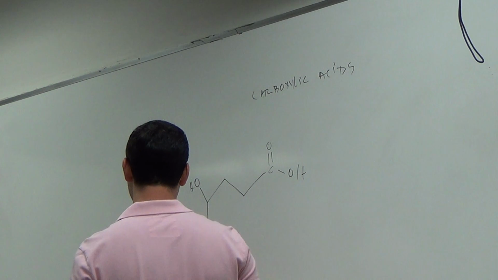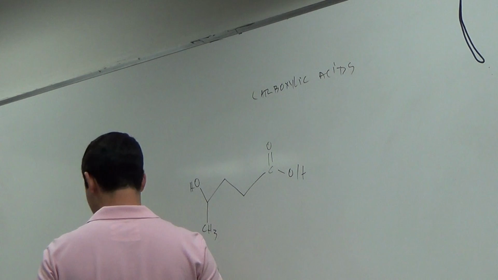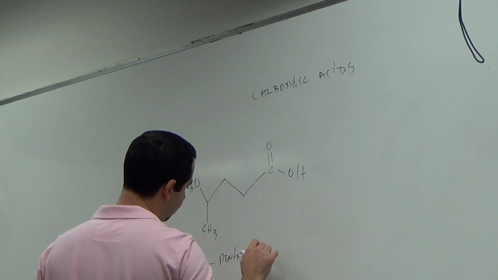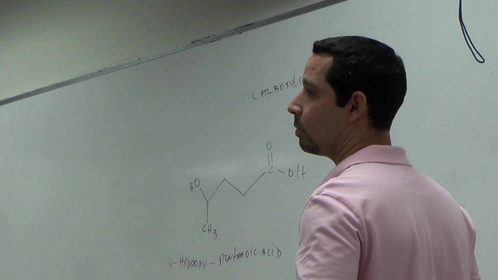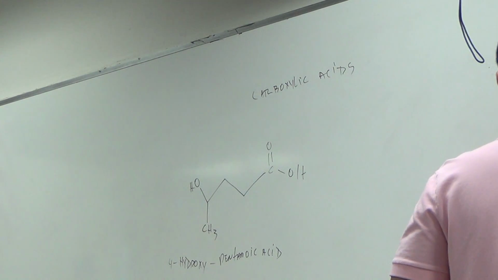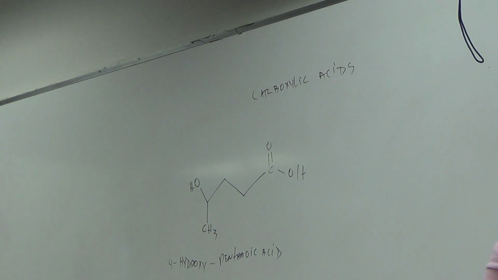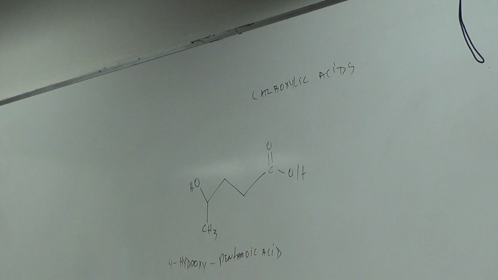So on carbon 4, I have a 4-hydroxypentanoic acid. What about its derivative? Do you do a derivative for that one, or is it complicated for you? Same as pentanoate, sodium pentanoate, 4-hydroxy.